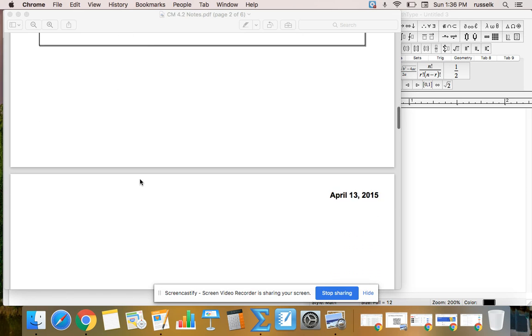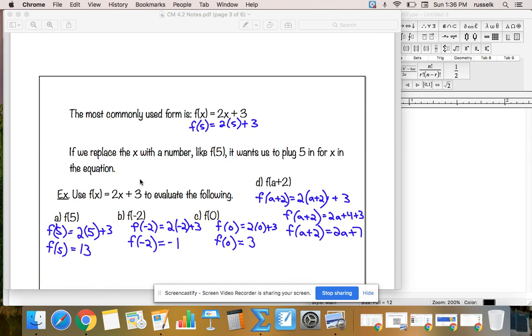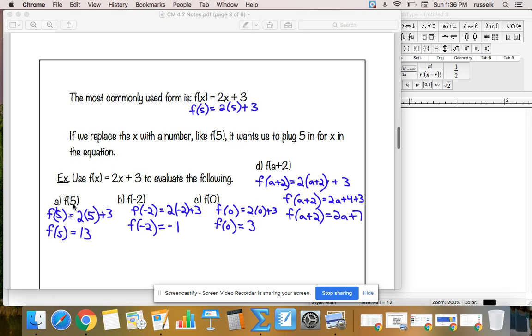The reason we use f of x is that it's really a shorthand way of letting us substitute in for x. So when they replace the x with a number, like in this case 5, they're asking you to go to the equation, take x out, and put in 5. So as you can see in these examples, they want us to plug in 5 here. They want us to plug in -2 here, plug in 0 here. They can even plug in variables as well. So they tell us to take x out and put in a plus 2 in its spot.